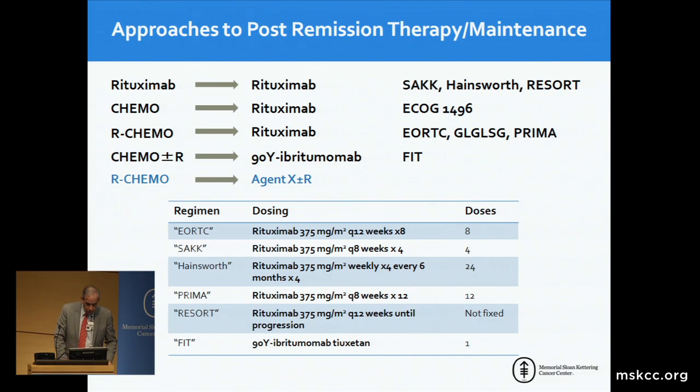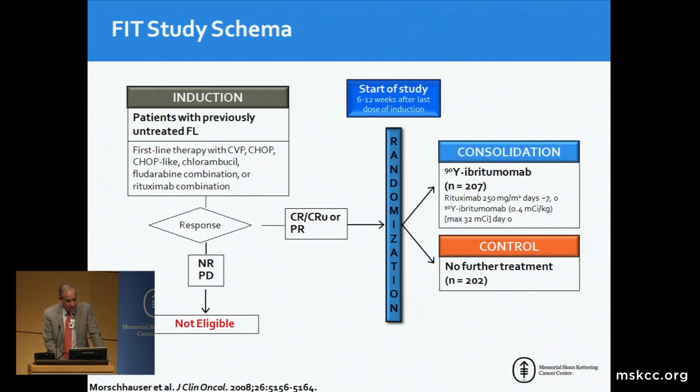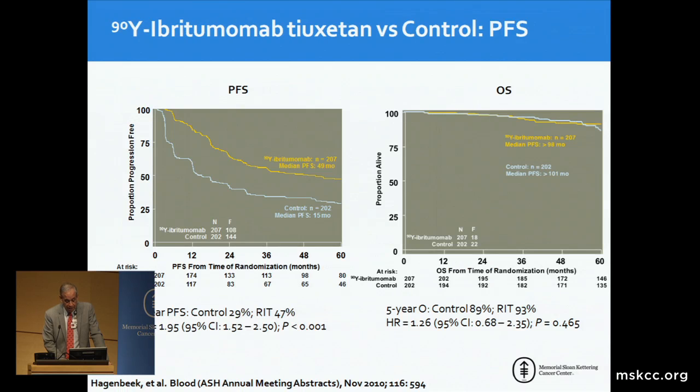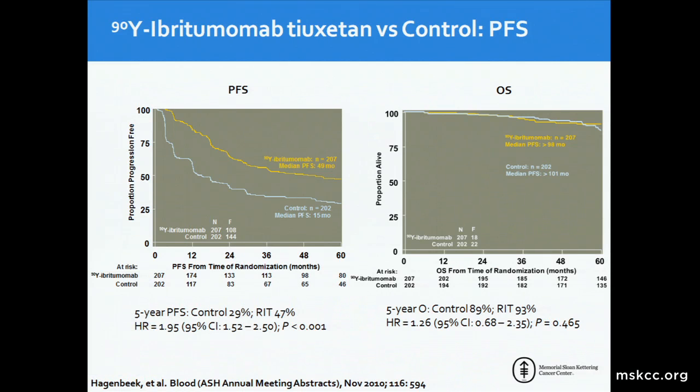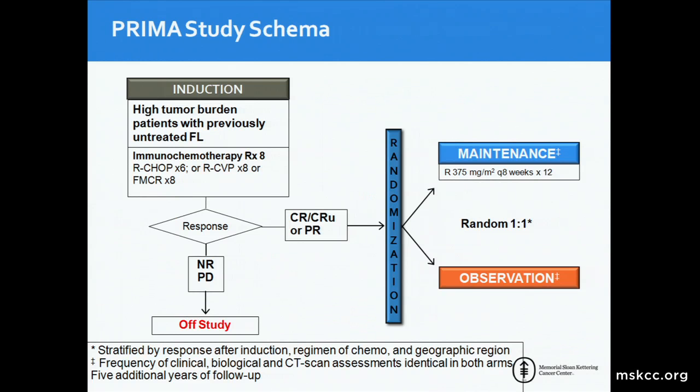And so here are the different maintenance approaches. This is the radioimmunotherapy trial. Patients who are in remission were randomized to either receive radioimmunotherapy after first-line therapy or observation. Big difference in progression-free survival, not a millisecond difference in overall survival.